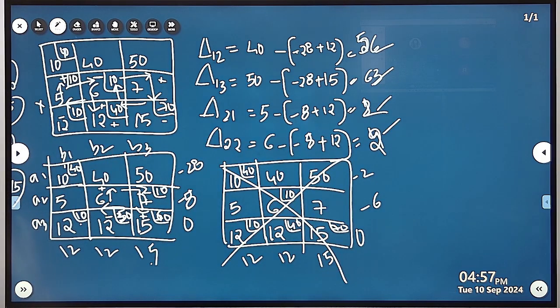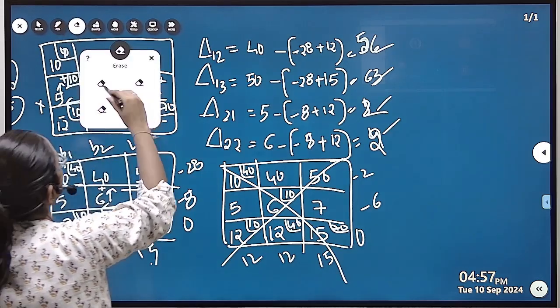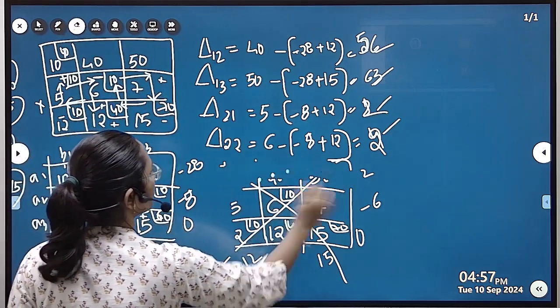So calculation is very important. If one calculation is missed, we need to do this table again. Okay, is that clear to everyone? So this is a question. No need of doing this one.